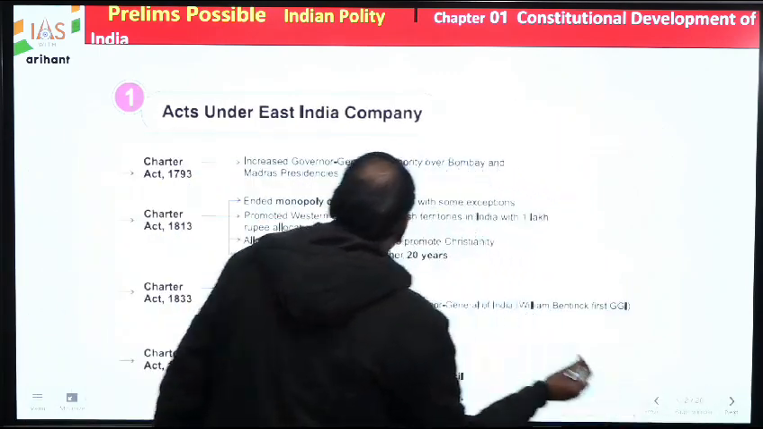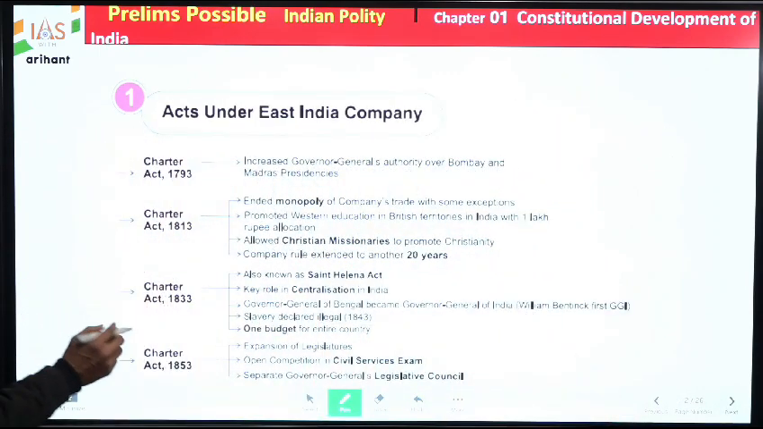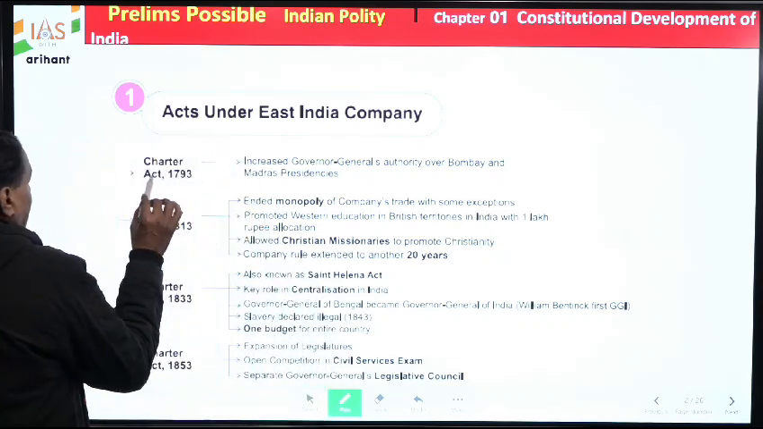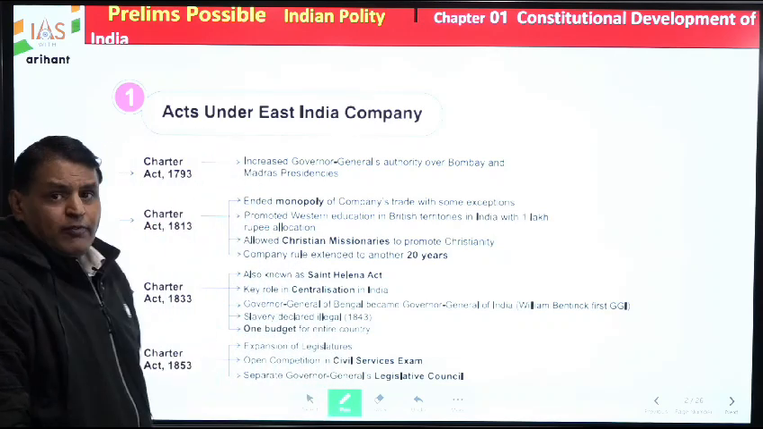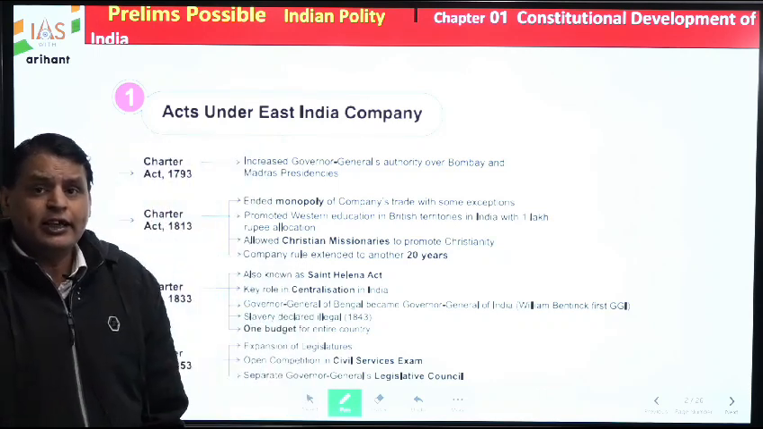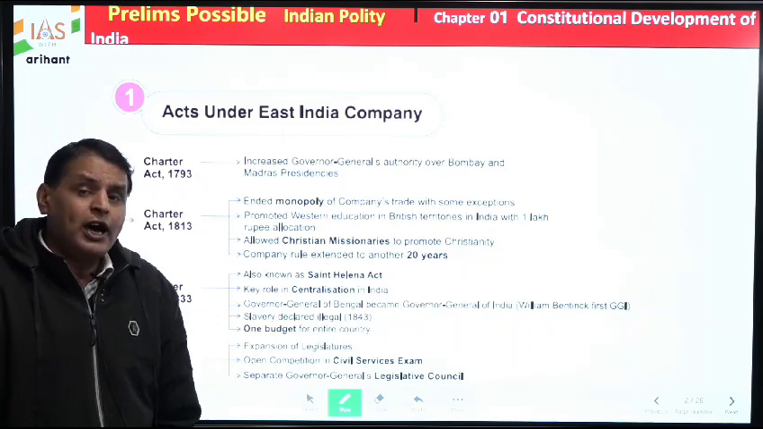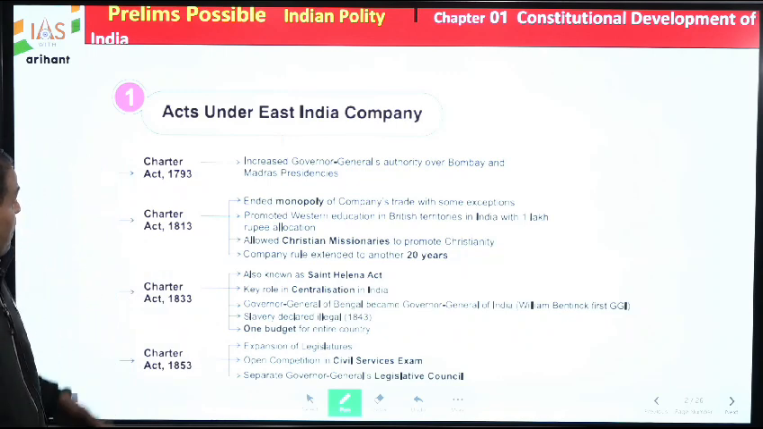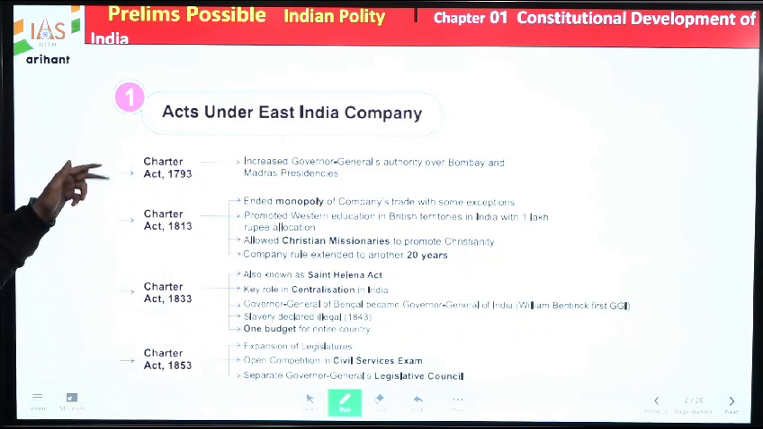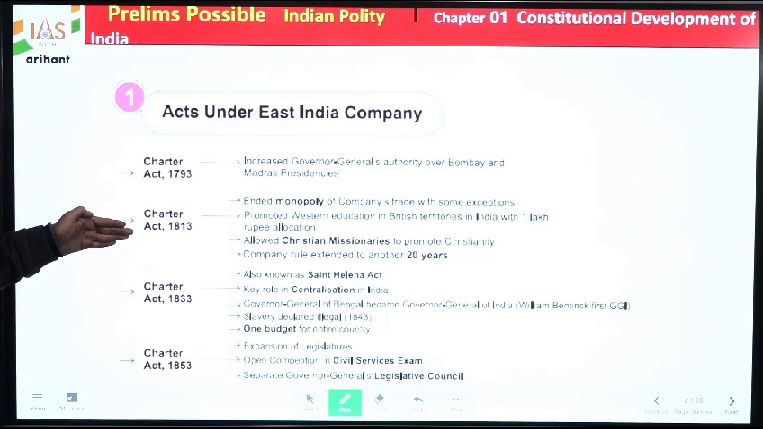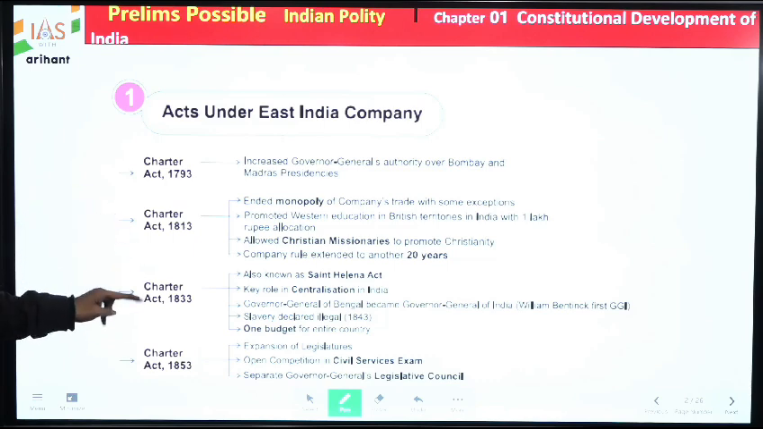The next act was the Charter Act of 1793. First of all, we can understand what a Charter Act is. It means a time-bound period. Every 20 years they launched or made the law according to the East India Company's controlling power. So, the Charter Act of 1793, then after 20 years 1813, then 20 plus, 1833, and plus 20, the Charter Act of 1853.